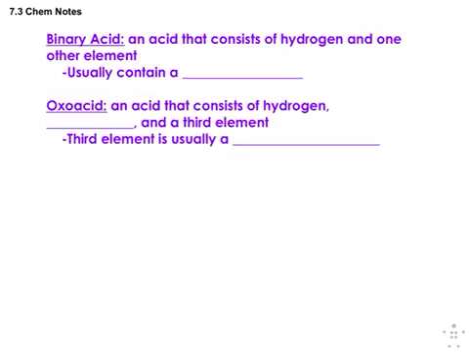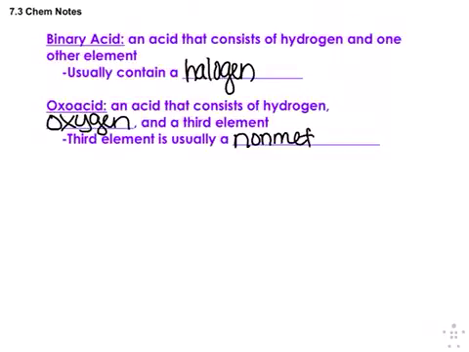A binary acid is an acid that consists of hydrogen and one other element. The other element is usually a halogen. Not always, but usually a halogen. Another type of acid is called an oxoacid, and this is an acid that's going to contain hydrogen, oxygen, and some third element. Usually your third element is going to be a nonmetal. Kind of makes sense since these are molecular compounds, they have nonmetals in them.